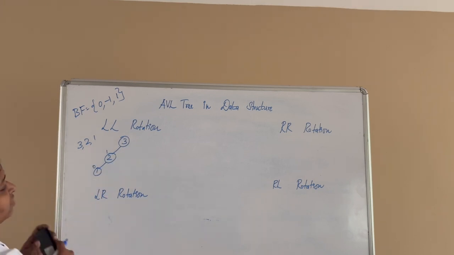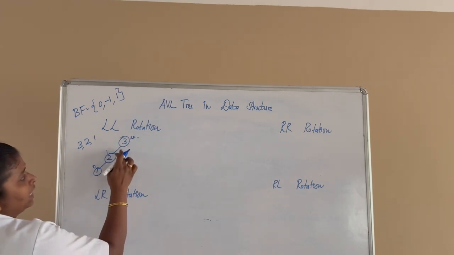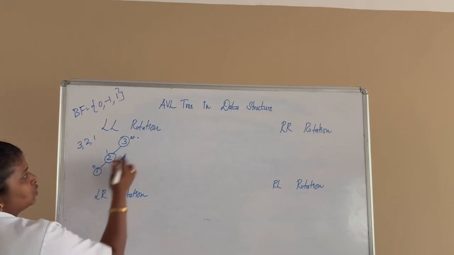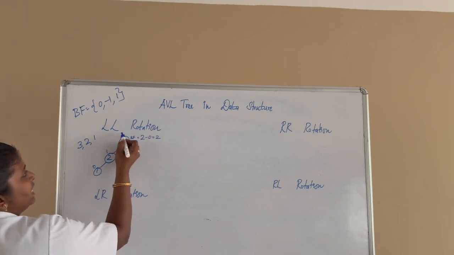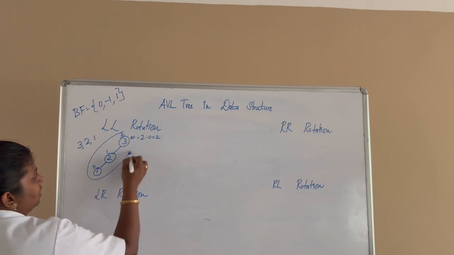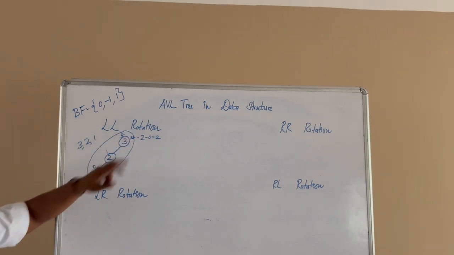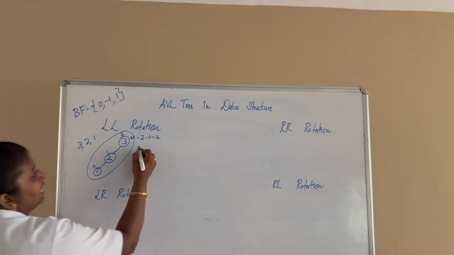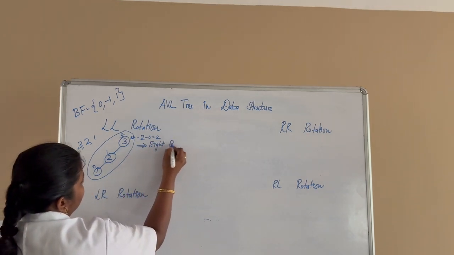Next we check the balance factor for the root node. The balance factor is equal to height of the left subtree, that is 2, minus 0, which is equal to 2. So here it is not balanced, right? So here we have to perform LL rotation. LL rotation is nothing but a right rotation.